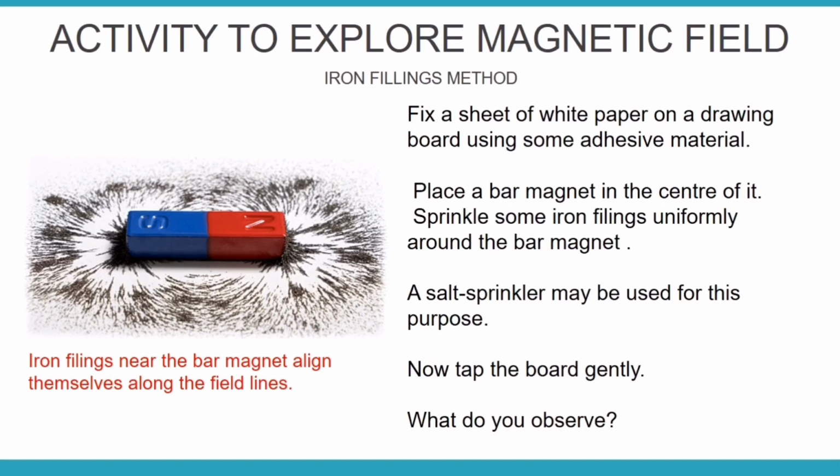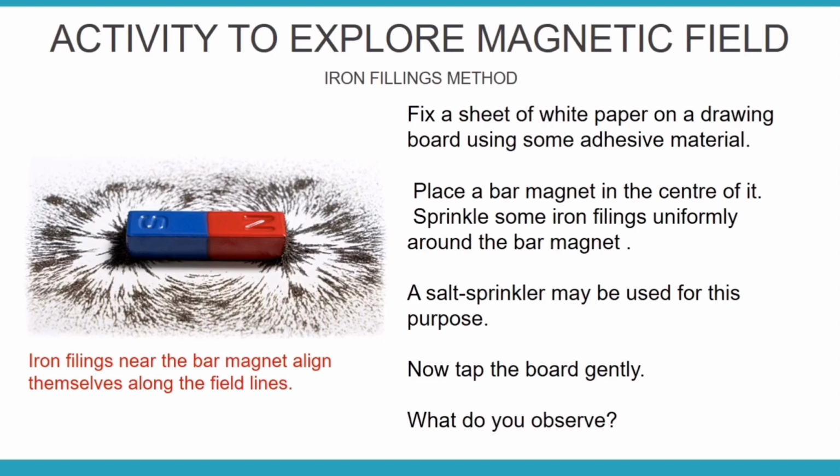This is one of the simplest ways to see the magnetic field or field lines in real life. There is also another method to draw or plot the magnetic fields around the magnet by using a compass box.